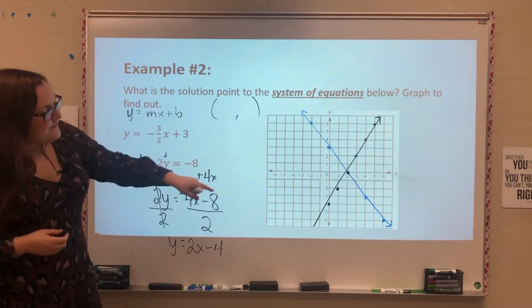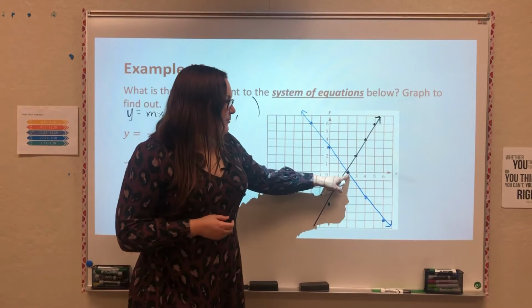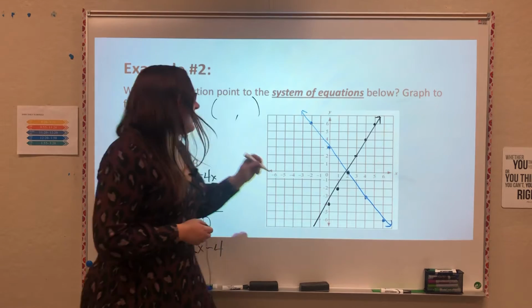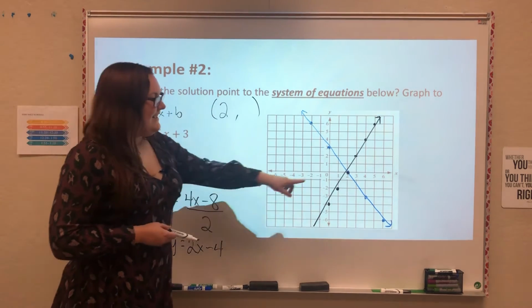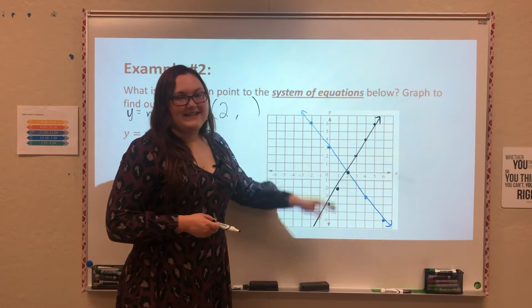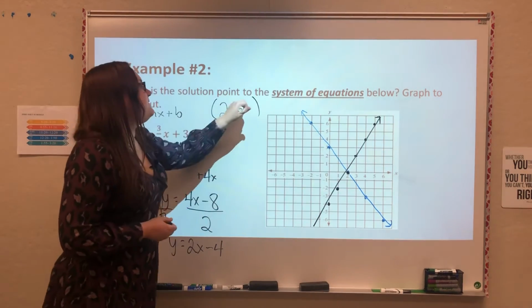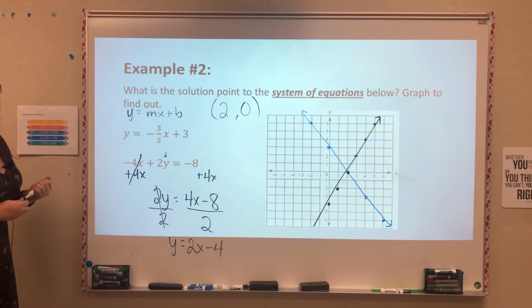So for this graph, they're intersecting here. That point is on 2 on our x-axis. And then the y-coordinate, this point here is at 0 on our y-axis. We're not having to go up or down at all. So we've got the point 2, 0 is our solution point.